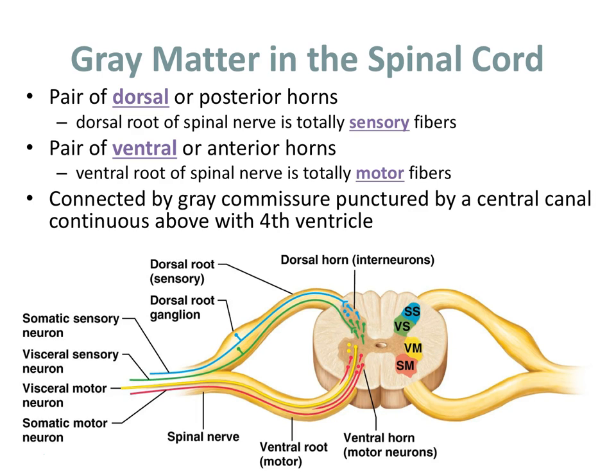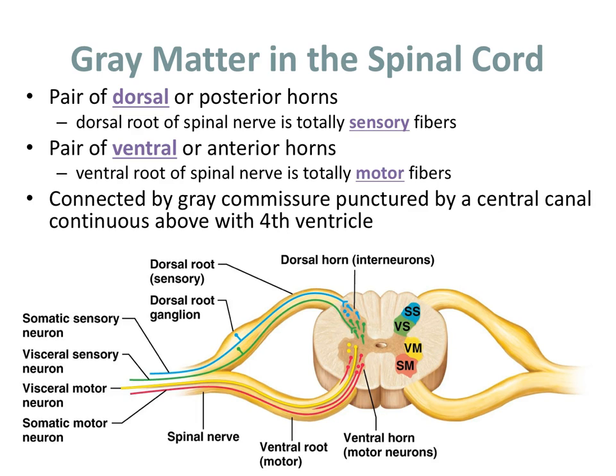We also have a pair of ventral or anterior horns. The ventral horns give rise to motor neurons that leave through the ventral root. The ventral root of the spinal nerve is totally motor fibers. The two halves of the butterfly are connected by gray commissures. A commissure is a bridge.